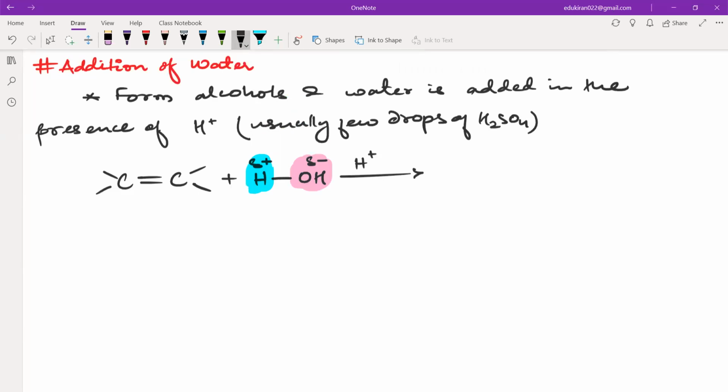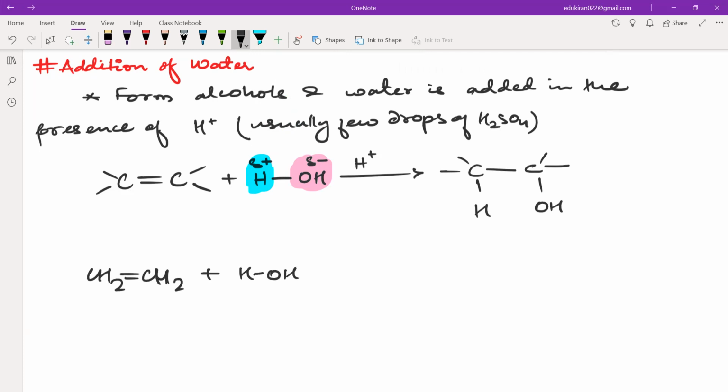Right, guys? Unsymmetrical, na? Delta positive and delta negative. So you will attach hydrogen in one of them and you will attach OH in the other one. So if you have something like CH2 doubly bonded with CH2, then it is of no problem, because you will have CH3CH2OH. Whether the OH attaches on the first carbon or the second carbon of the double bond, it doesn't matter. In both cases, you are going to get ethanol.